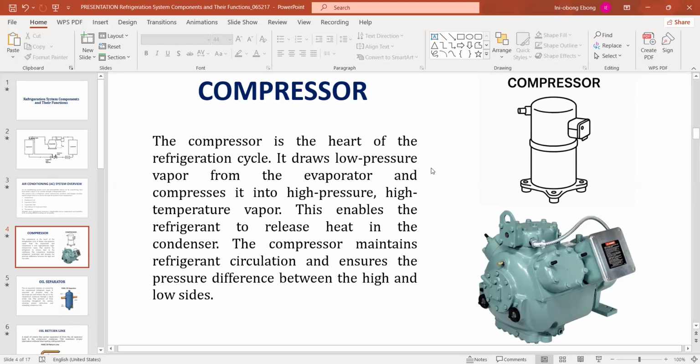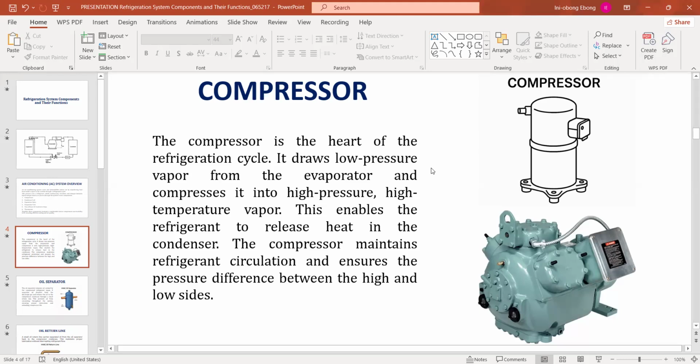If you go through the note, it says that the compressor is the heart of the refrigeration cycle. It draws low pressure vapor from the evaporator and compresses it into a high pressure, high temperature vapor. This enables the refrigerant to release heat in the condenser. The compressor maintains refrigerant circulation and ensures the pressure difference between the high and low side.